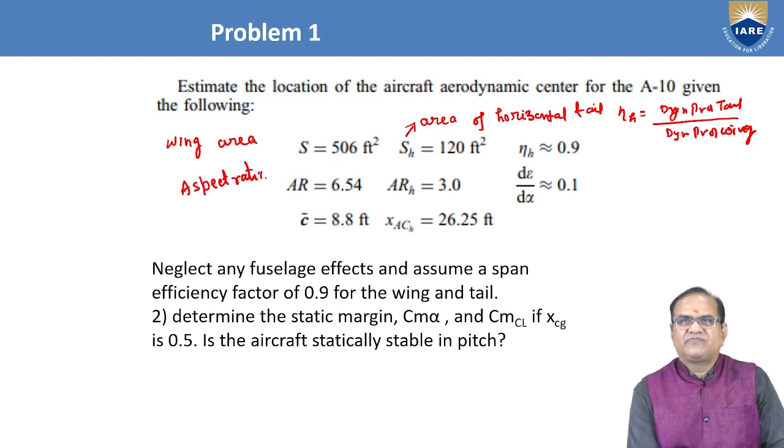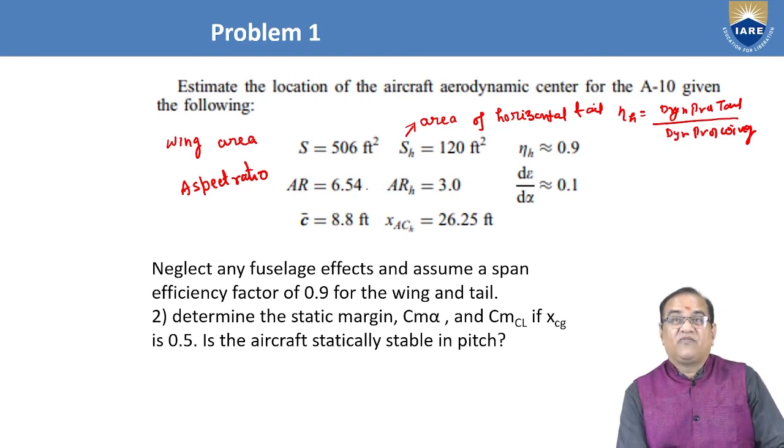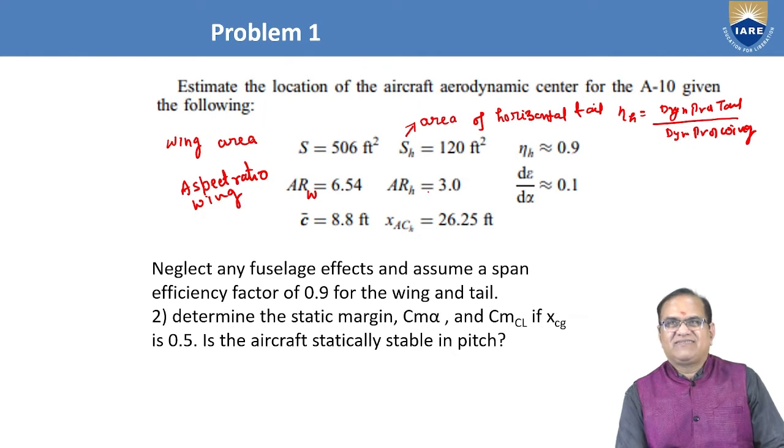Aspect ratio. The aspect ratio of the wing is 6.54. I should write here W. And here the aspect ratio of the horizontal tail is 3, and d epsilon by d alpha is 0.1.